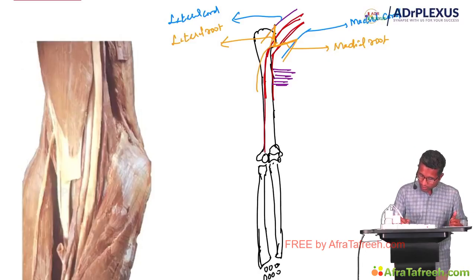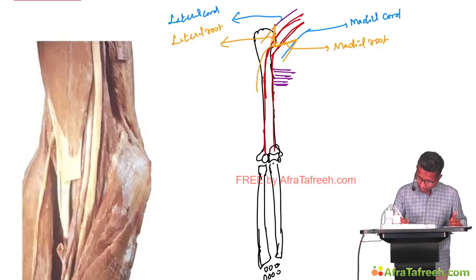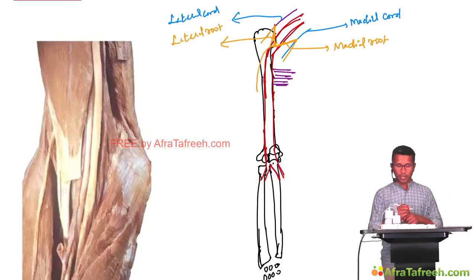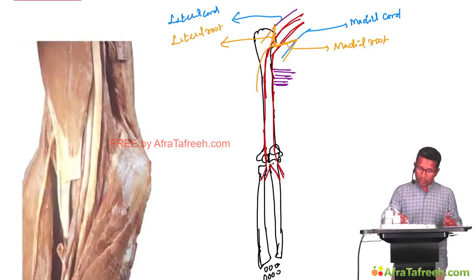So this is the brachial artery, and this brachial artery, as it runs into the cubital fossa, at the level of the neck of the radius, divides into two branches: radial artery and ulnar artery. And if you see, the median nerve was coursing on the lateral side of the brachial artery.